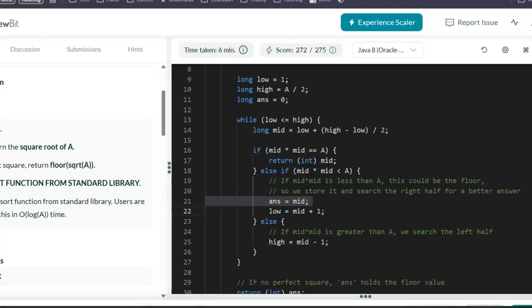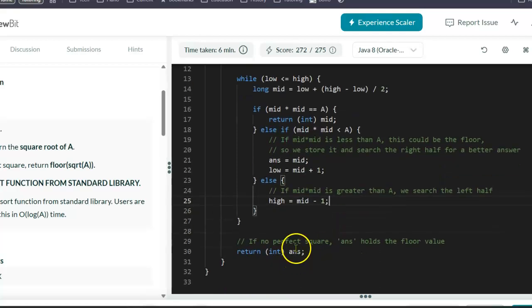Okay, let's see. All right, mid less than A. So store that and then continue searching in the right half of the array. The other possibility is mid times mid is greater than A. So mid is too high, so now we've got to search the left half of the array. All right, so that is going to converge on the square root. We will cast it back to an int and return it.